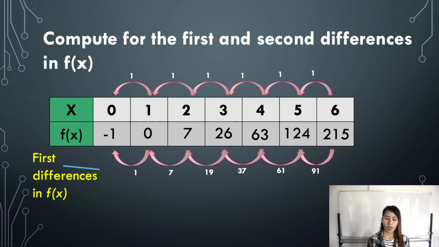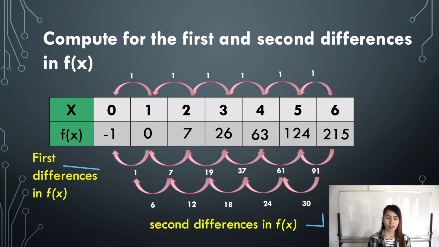We have 215 minus 124 is 91. 124 minus 63 is 61, 63 minus 26 is 37, 26 minus 7 is 19, 7 minus 0 is 7, 0 minus negative 1 is 1. So, the first differences in f of x are not the same. So, let's try second differences.